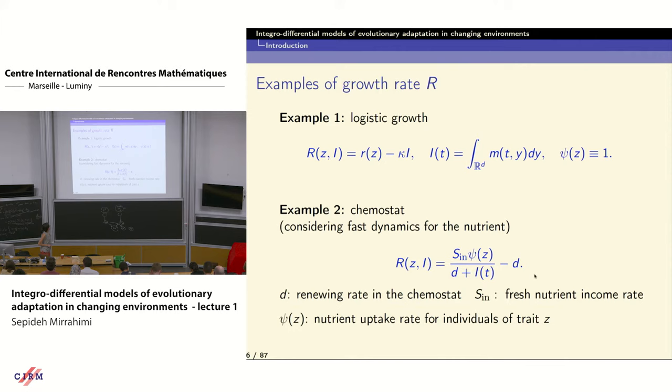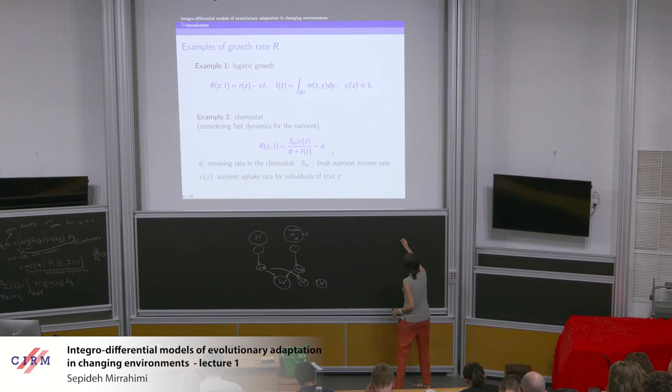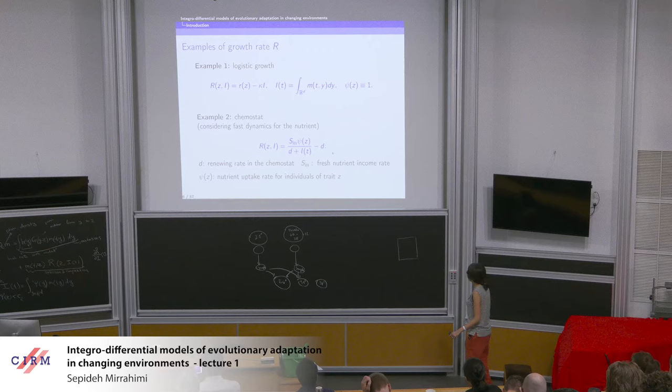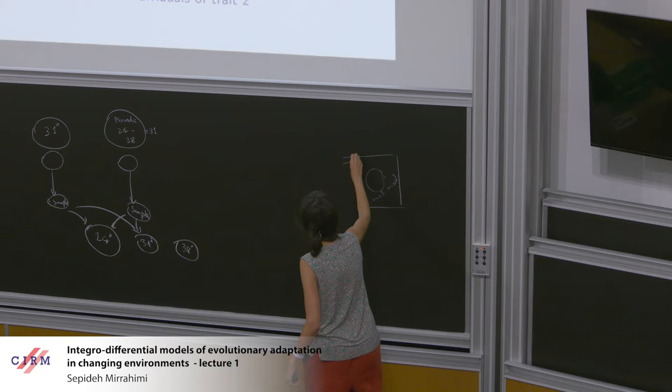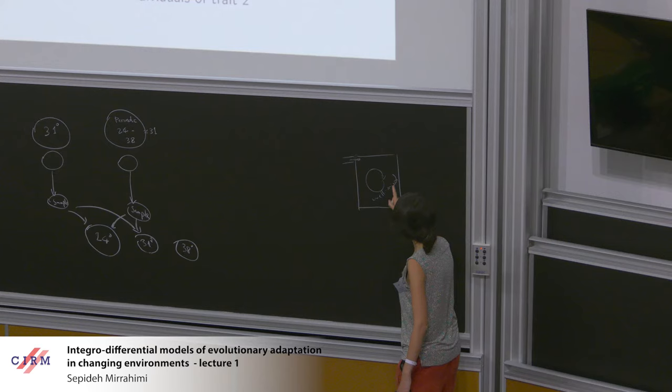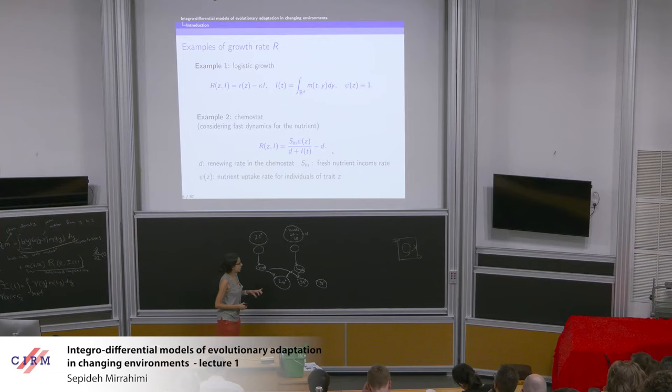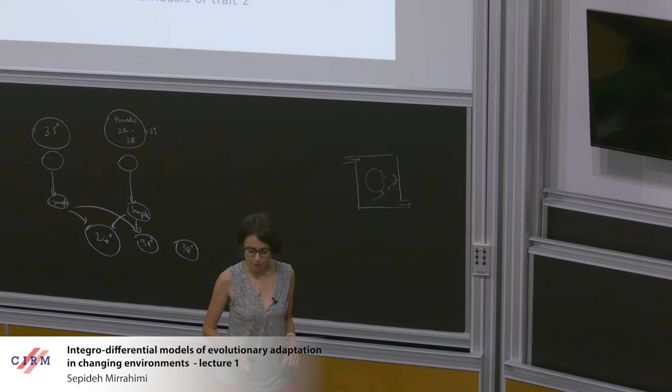Another example is the case of the chemostat, a device in which there are some bacteria, for instance, and the environment is very well mixed. And we inject some nutrients with a constant rate, and the nutrient and the bacteria would exit from a part of the device with a constant rate as well.